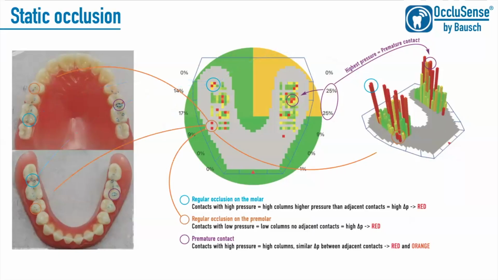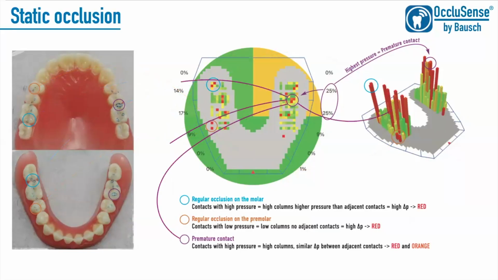The orange circle shows a regular occlusion on a premolar. And the purple circle shows a premature contact. Why do I know this? Not just because it's annotated here, but if you look at the middle image, you can see that the quartile on the left-hand side in the molar region is orange. This is already very quickly an alarm signal for me.